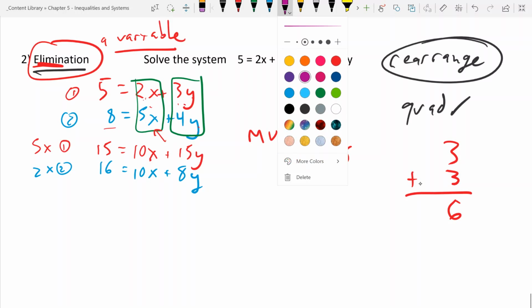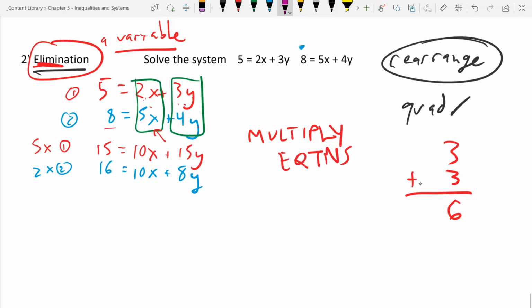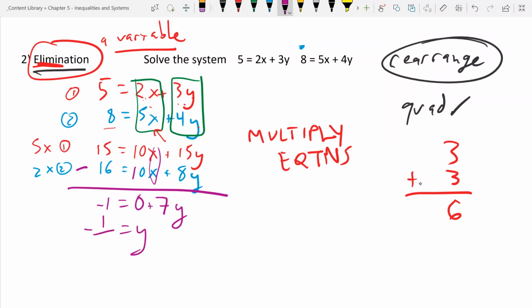The next step is to think about how we're going to get rid of these. You're either going to add or subtract, and remember, your goal is to get rid of a variable. We were looking at x's. So if I have 10x and 10x, I want to subtract, and it's going to give me 0. Sometimes you'll have a negative here, in which case you would add. It depends on the question. So I'm doing subtraction. 15 minus 16 is -1. The equal sign stays in the same place. 15 minus 8y gives me 7y, so plus 7y. Now I'm going to rearrange, and I get y is equal to -1/7.